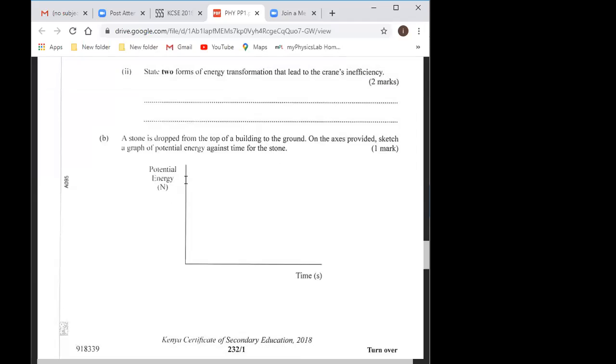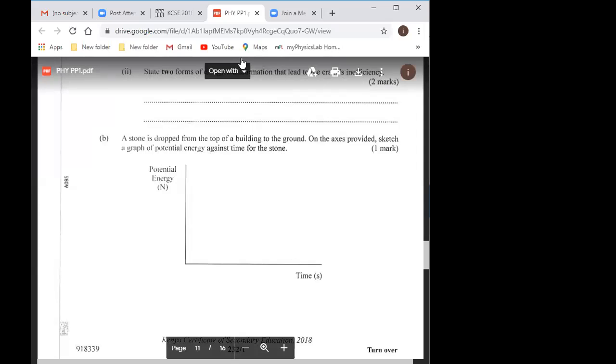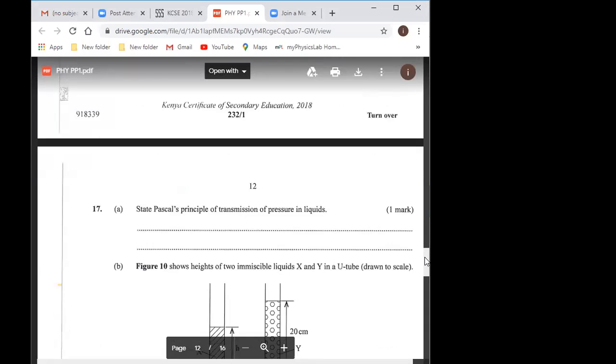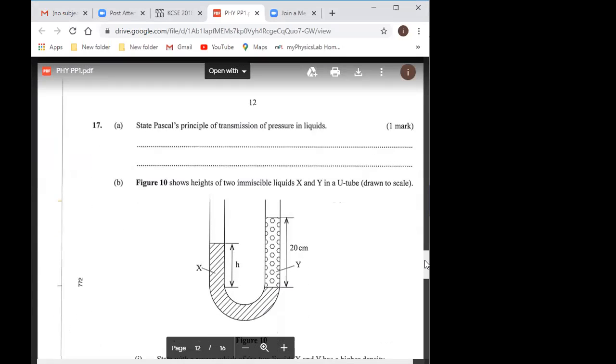As the stone moves downwards because it has been dropped, it will start losing potential energy as time increases. Therefore, we expect the graph to show potential energy moving from maximum, reducing all the way down to 0 as time increases. That is the nature of the graph that was required. Let's see whether we still have another question, which was done in 2018. Yes, we have this one.